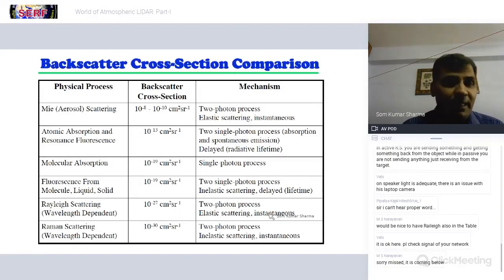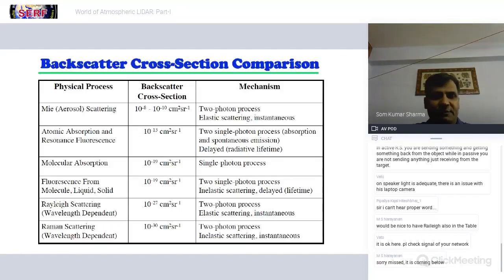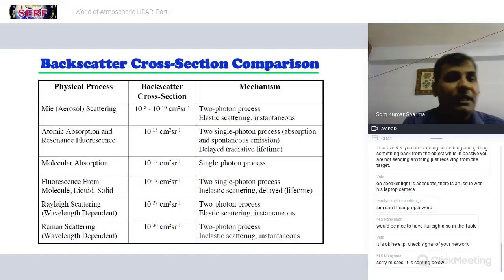Fine. And then I am coming to the most important thing, which is very effectively used for neutral atmospheric exploration from 30 kilometers, or you can say 25 kilometers, up to 90 kilometers.